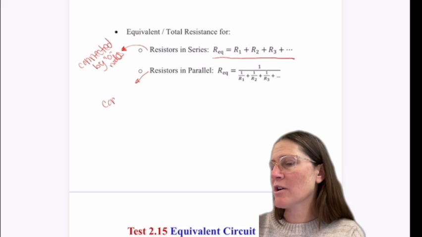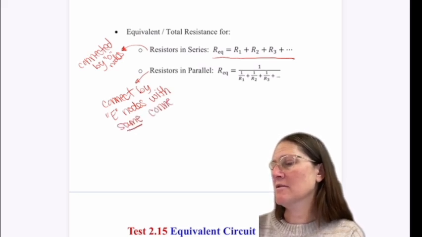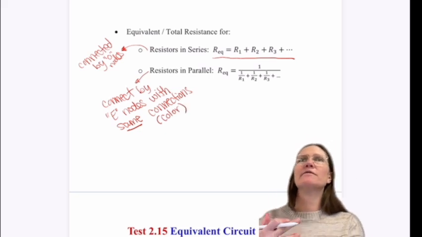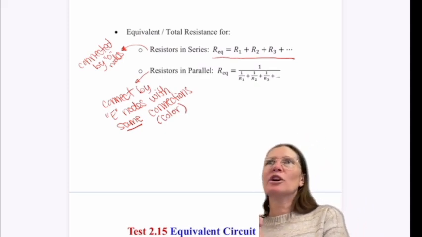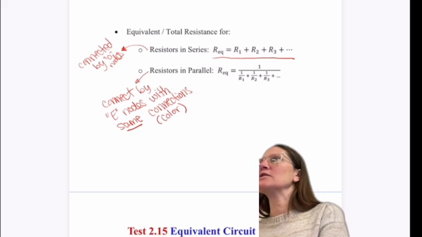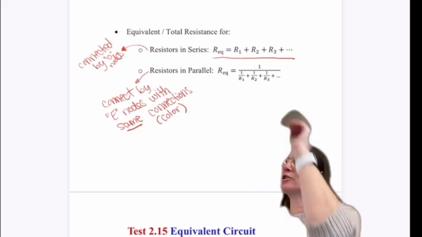Resistors in parallel are going to be connected by extraordinary nodes with the same connections. And this is where it's very easy to see if you color them. So going back to the coloring, make sure you color them, and then it's easier to see that they are the same because they're the same colors on the extraordinary nodes between them.